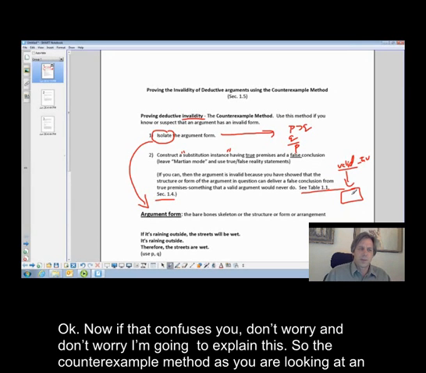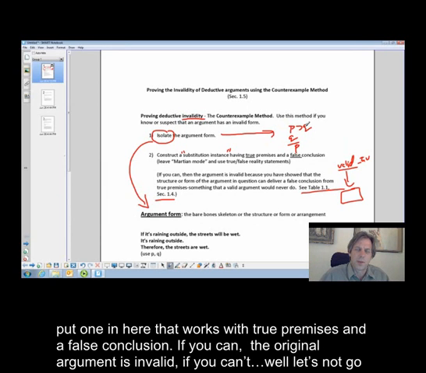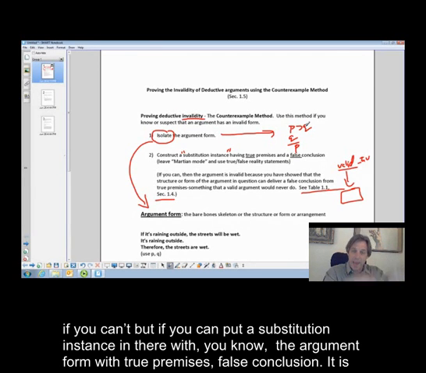So the counterexample method is you're looking at an original argument. You want to see if it's invalid. Pull out the argument form, just like when I did up here. Put in a substitution instance. See if you can put one in there that'll work with true premises and a false conclusion. If you can, the original argument is invalid. If you can't, well, let's not go there, but if you can put a substitution instance in the argument form with true premises and a false conclusion, it is invalid.